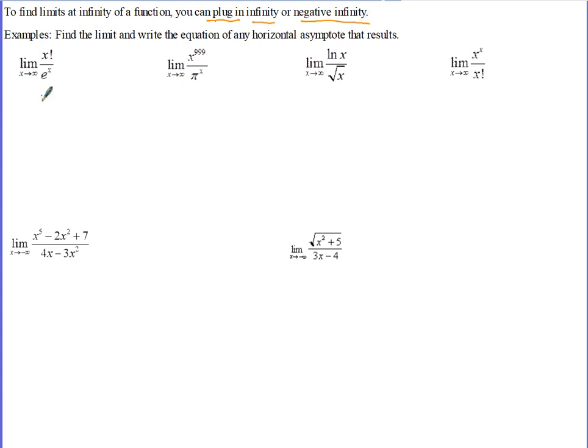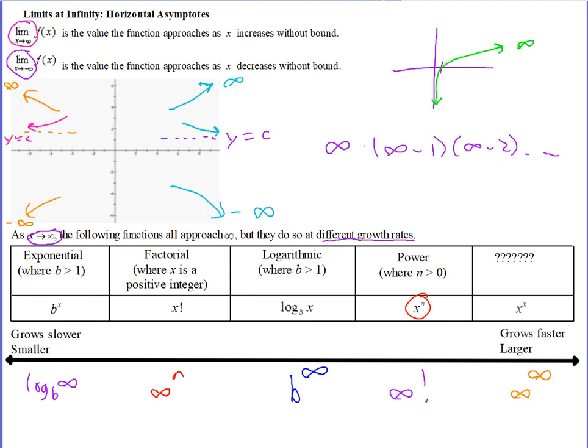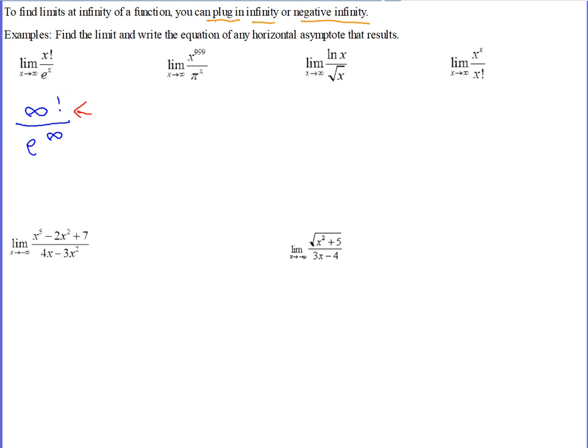On this one, we have infinity factorial over e to the infinity. Remember, we saw the factorial one is larger than the exponential one. So if the numerator is larger, then it just becomes infinity. It says find the limit and write the equation of any horizontal asymptotes. If it's infinity or negative infinity, you don't have a horizontal asymptote.